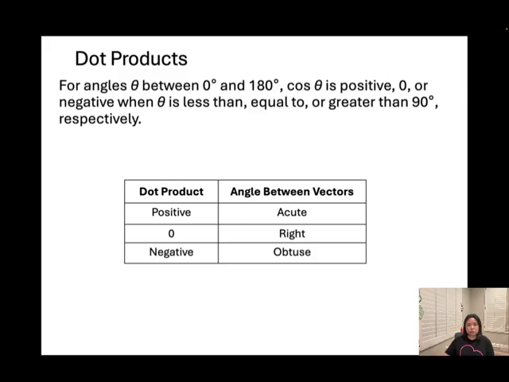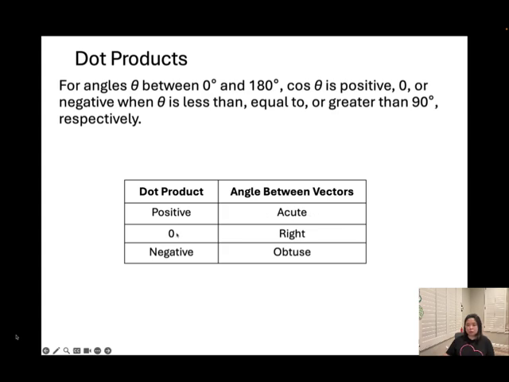Okay, dot products. For the angle theta between 0 and 180 degrees, cosine theta is positive, 0, or negative when theta is less than, equal to, or greater than 90 degrees. So look at this table. When you have two vectors and you apply the dot product, when you get a positive number, it means the angle between the vectors is acute. Okay, acute means less than 90 degrees.